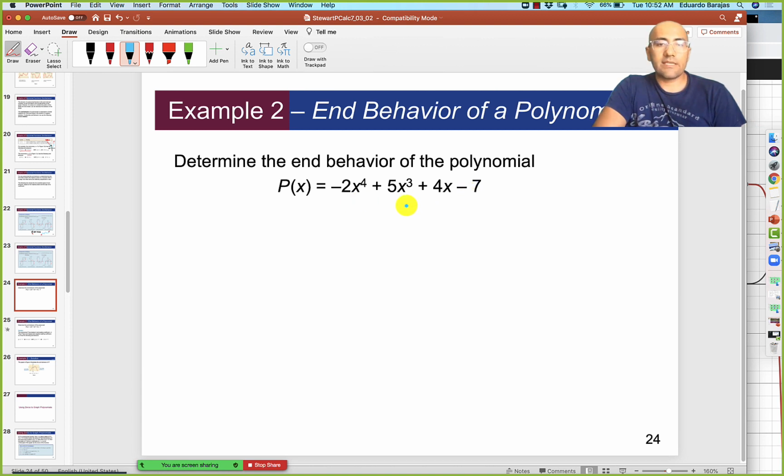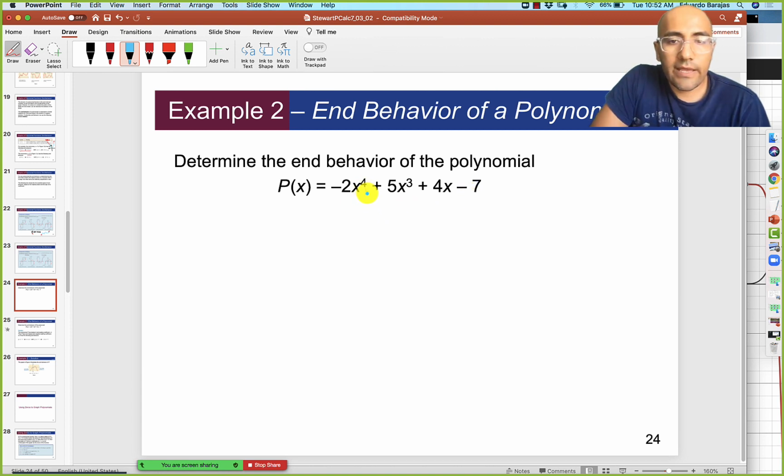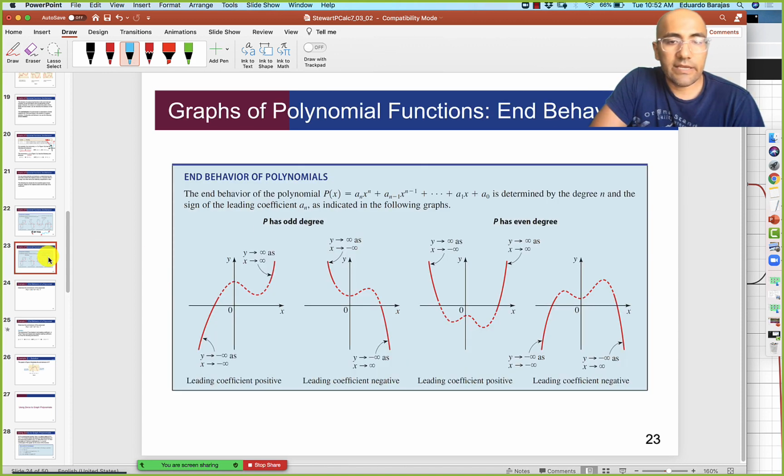Here we have these guys. What's the end behavior? Okay, all I care about is that the biggest degree is power 4. That's even. That means that if I look at this thing, it's going to be one of these two. As x goes toward positive and negative infinity, the outputs will both go toward positive infinity, like x squared, for example, or maybe they will both go down to negative infinity, like negative x squared, for example.